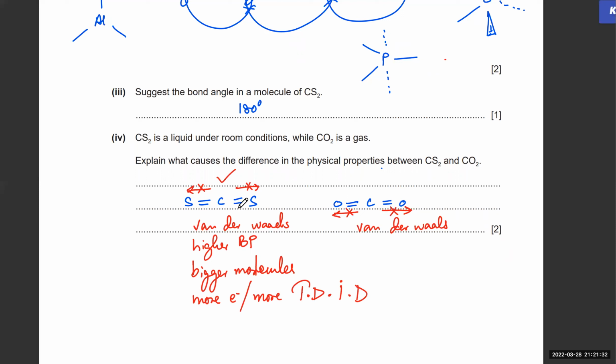So you're going to write about this. Is this clear? Is this clear?